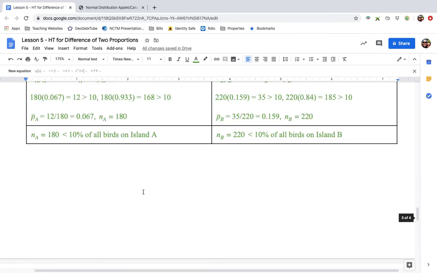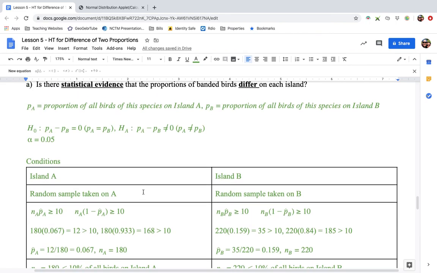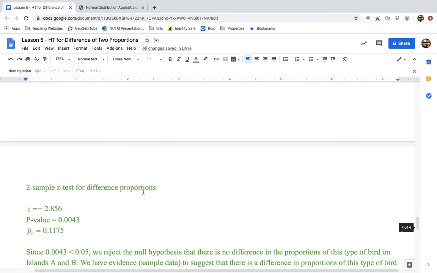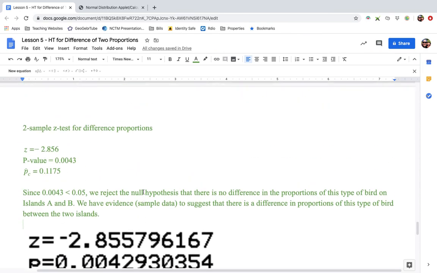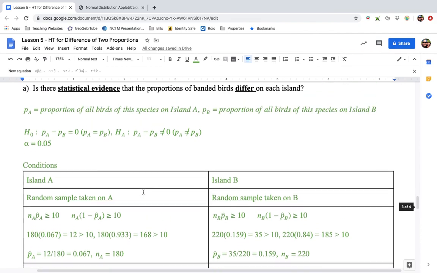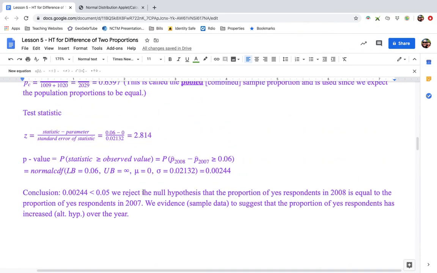They go pretty quick. The hardest part, the longest part is checking your conditions. The rest of it is running it using your calculator. And we should be good to go. So if you have any questions, please let me know.